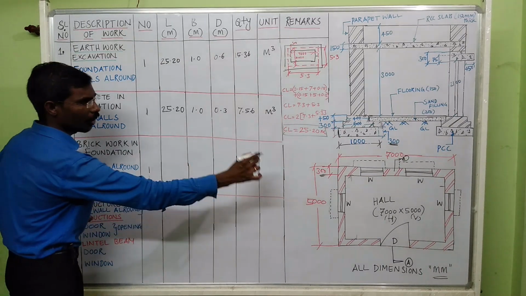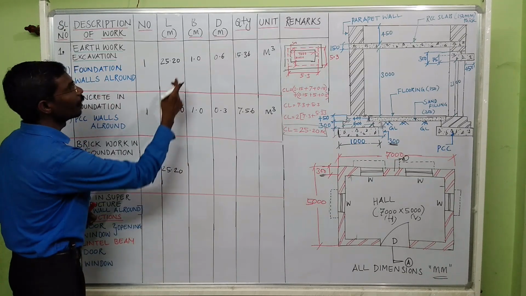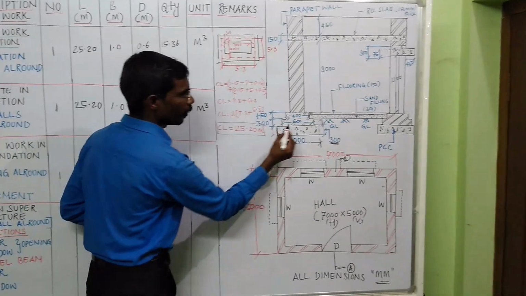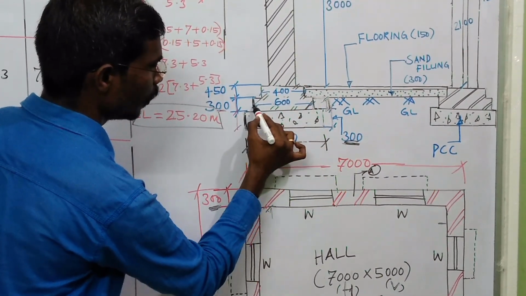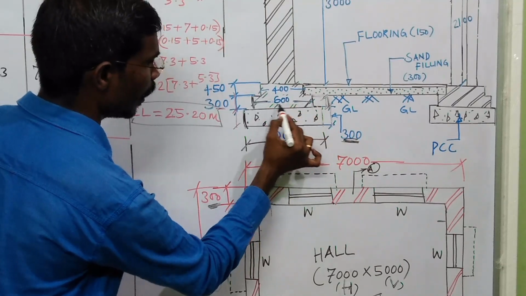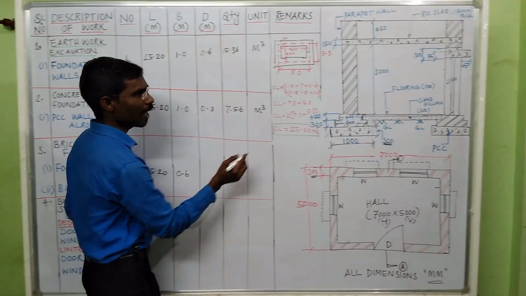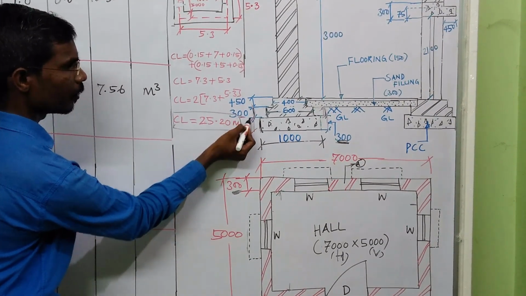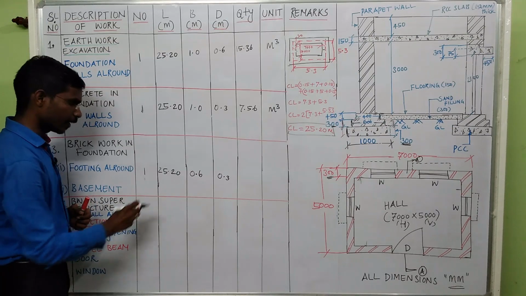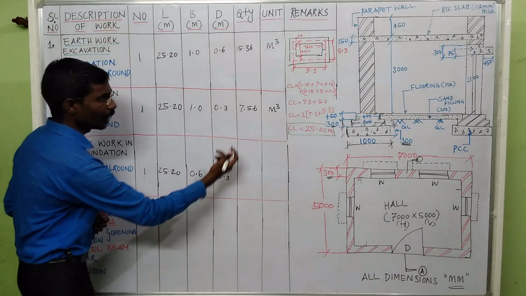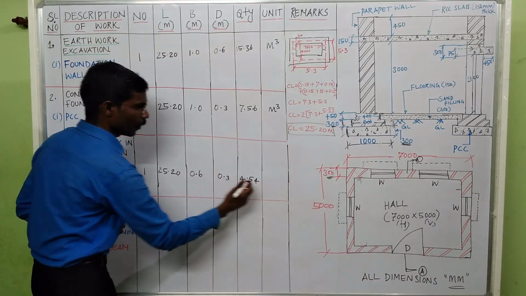The length of the all round footing is 25.2. The breadth of the footing, this is the first footing, is 600 mm. So take the breadth of the footing 0.6. And what is the height of the footing? It is 300 mm. So take 0.3 and calculate the length, breadth, depth. You will get the quantity 4.54. It is the cubic meter.